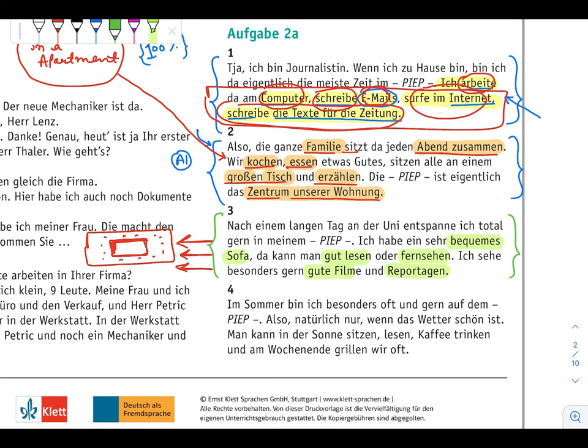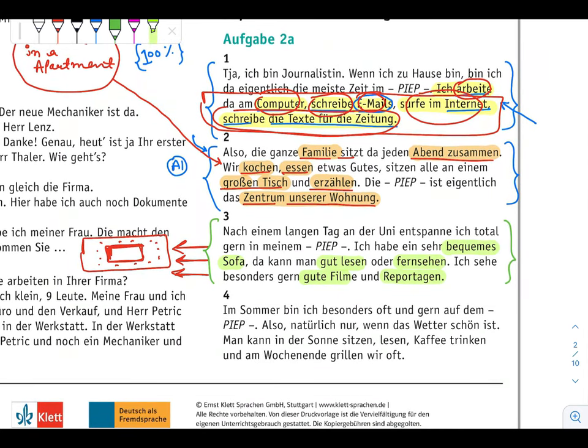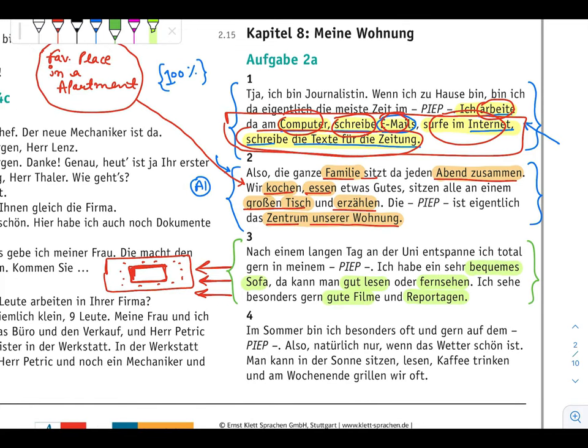Again, we need to look for the favorite place in the apartment. So, bequem means comfortable, sofa. They talk about sofa, gut lesen, fernsehen, gute Filme, and so on. So even while doing your Hören, if you listen only for these keywords, you can also guess the answers. What are they talking about here? Wohnzimmer, living room. There where there is a sofa, there is a TV, where you can read, where you can see films, and so on. Again, with this trick, we will do Nummer 4. 4.